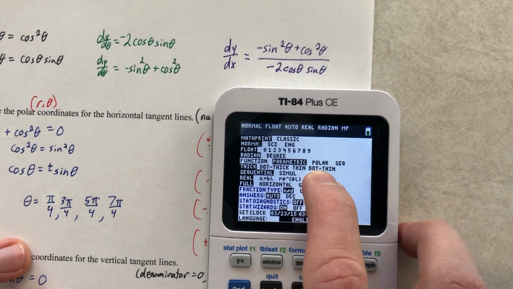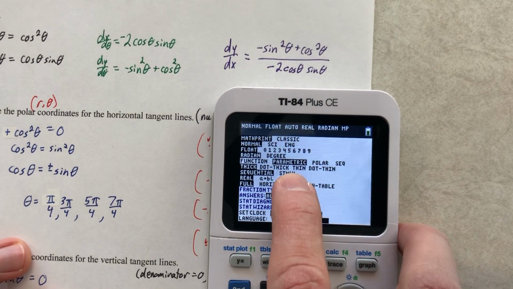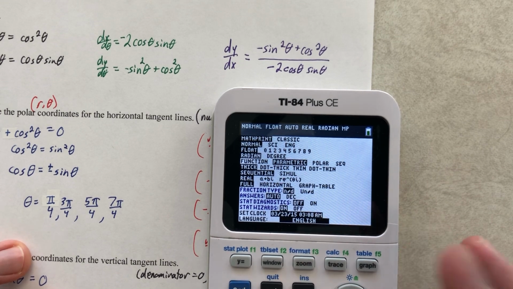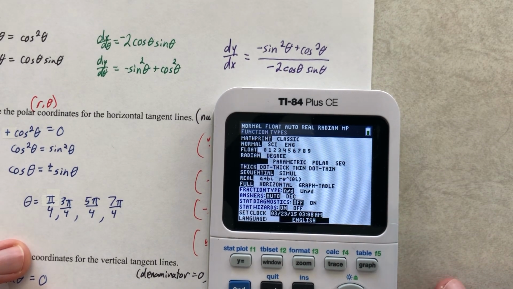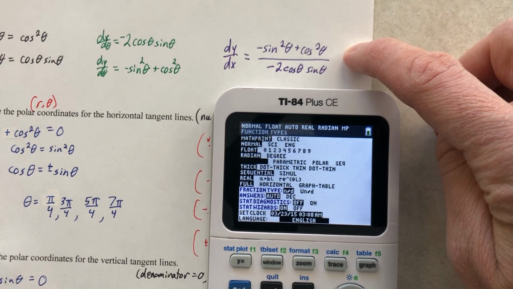Well, shouldn't you be in polar mode? I don't want to be. Shouldn't you be in parametric because that's how you take a derivative? I don't want to. I have everything I need right here, kind of as a function in a sense.